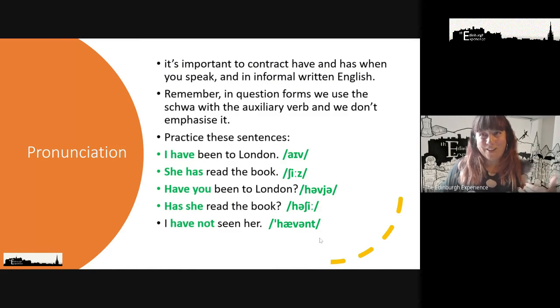It sounds very different, I'm sure, when you use these weaker sounds. Yeah. So compare I have been to London with I've been to London. Right? They sound really, really different.